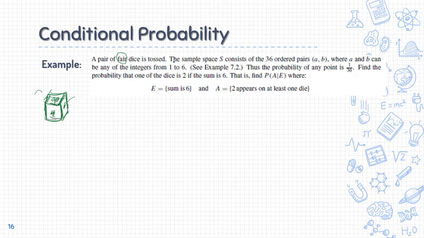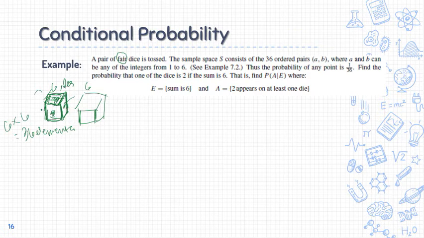where A and B can be any of the integers from 1 to 6. So, it is saying here what the contents of our sample space are. Since two dice are flipped, our sample space is this: it has 6 sides, and this one has 6 sides as well. So this sample space contains 36 elements, which is 6 times 6. The first dice has 6 possible outcomes, and the second dice also has 6 possible outcomes.